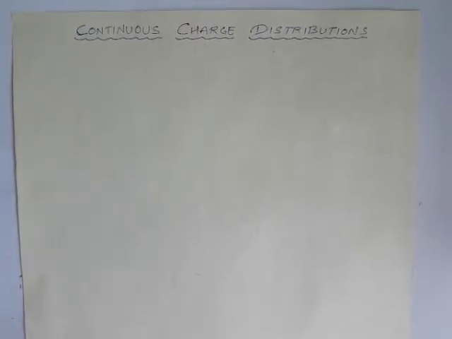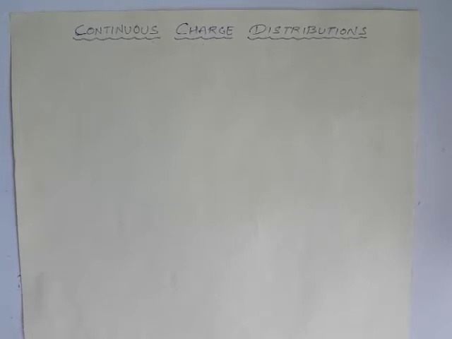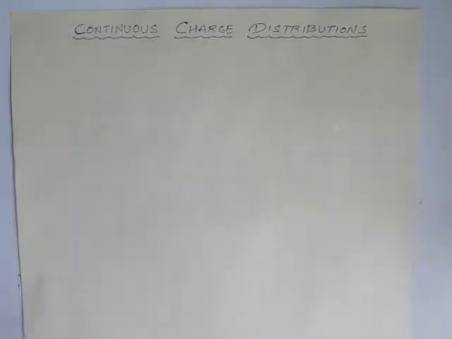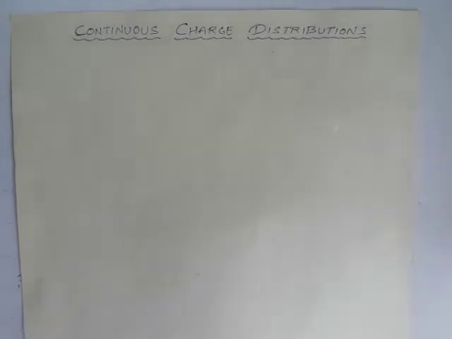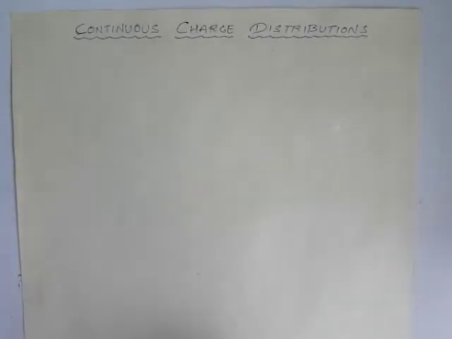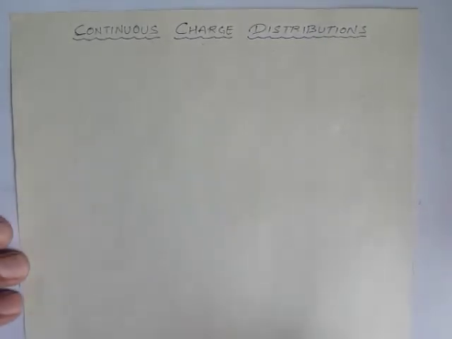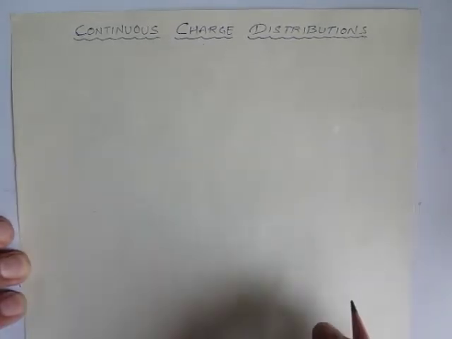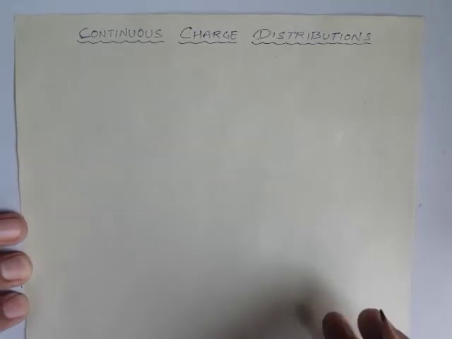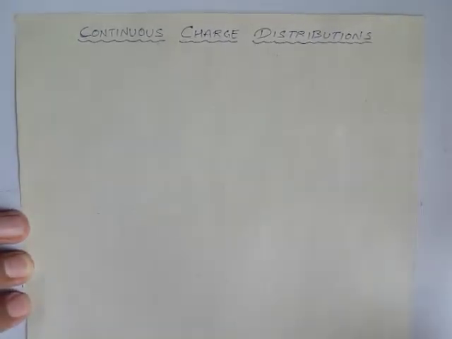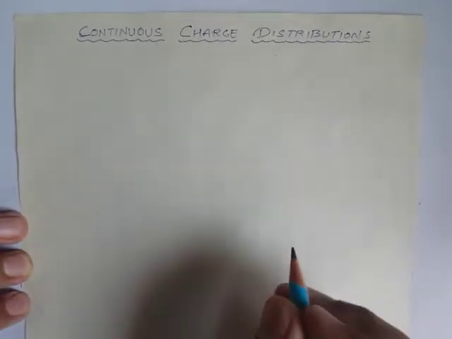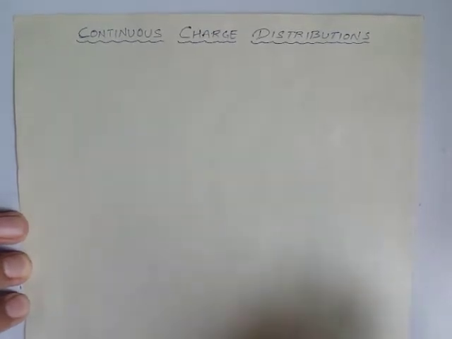Next concept is continuous charge distribution. Here in this continuous charge distribution, we are going to imagine that the charge is spread in a region in a continuous manner. Such a charge distribution is known as continuous charge distribution. Now this continuous charge distribution can be imagined to consist of a large number of small charges.